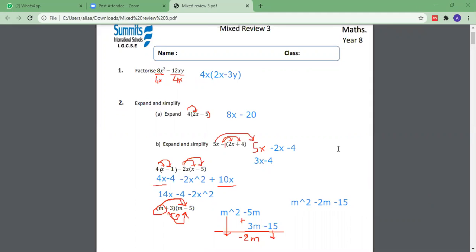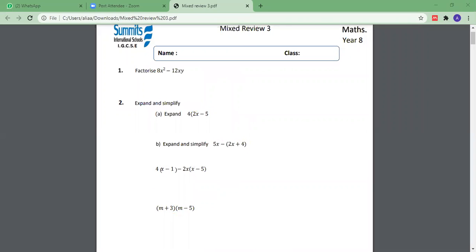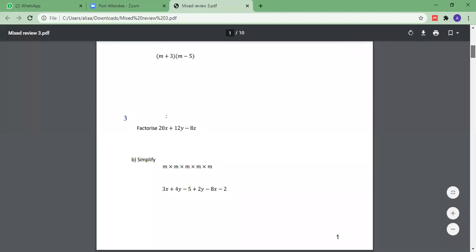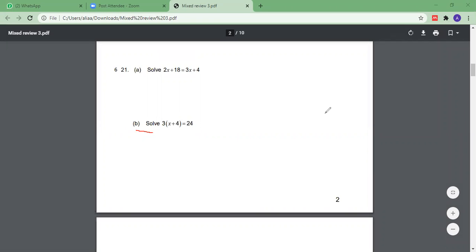Okay, let's see the next page. Oh, I mean the next question. Here, I have 2x plus 12y minus 8z, and he's asking to factorize. I'm sorry.